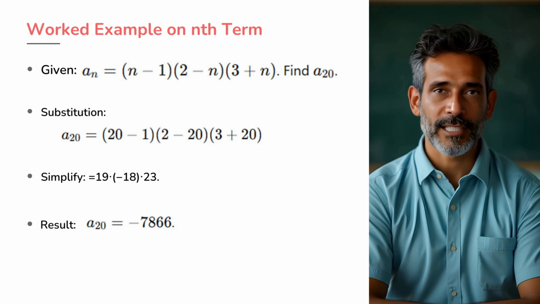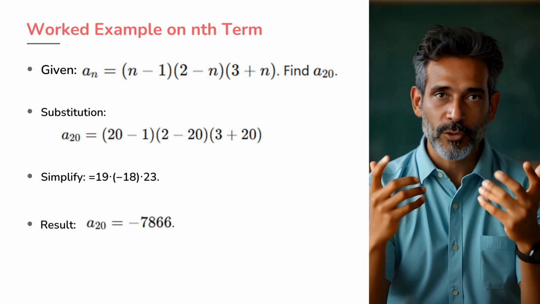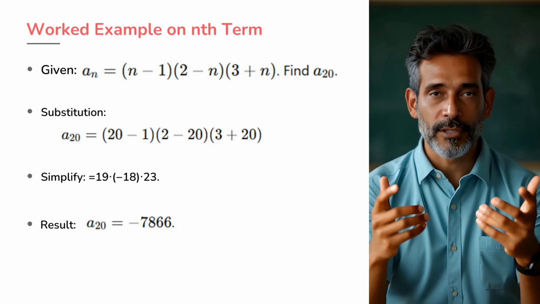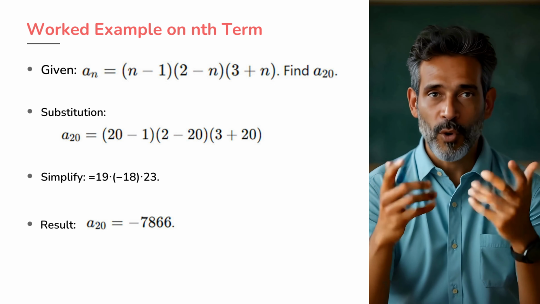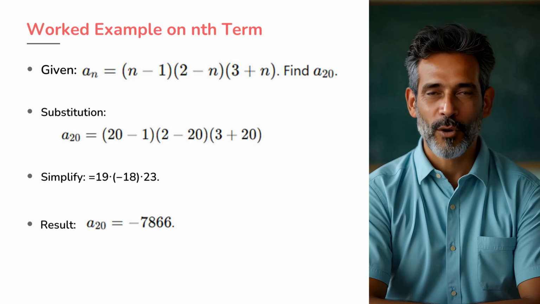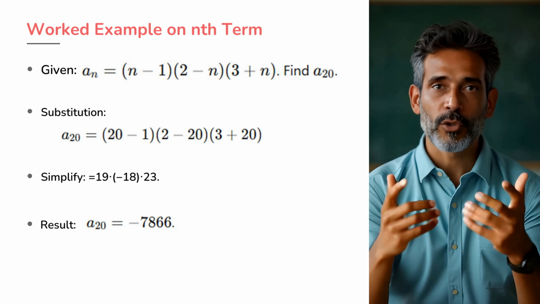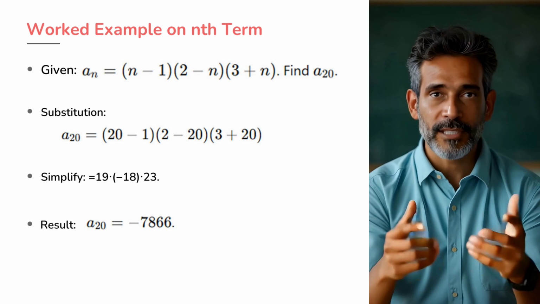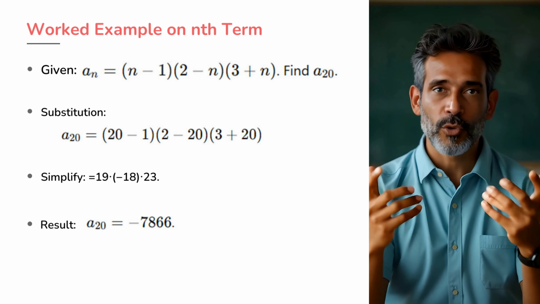Let's practice with an example. We are given the formula a sub n equals open bracket n minus 1 close bracket times open bracket 2 minus n close bracket times open bracket 3 plus n close bracket. We want to find a sub 20. Step 1. Substitute n equals 20. So, a sub 20 equals open bracket 20 minus 1 close bracket times open bracket 2 minus 20 close bracket times open bracket 3 plus 20 close bracket. Step 2. Simplify. That is 19 times negative 18 times 23.